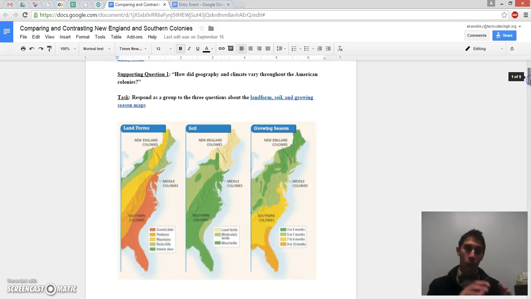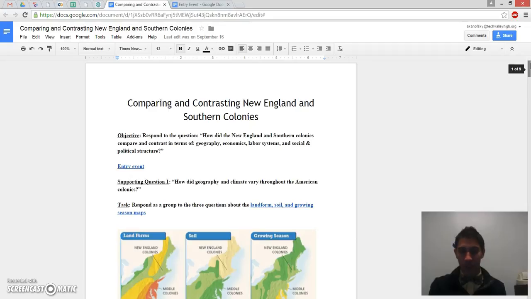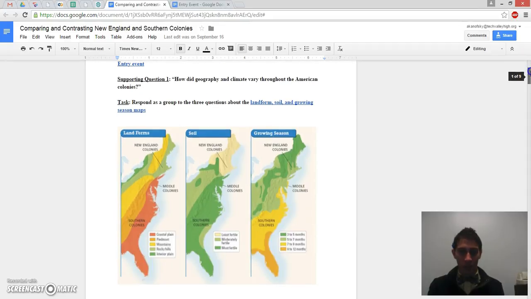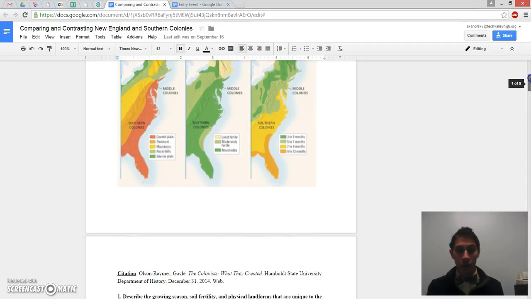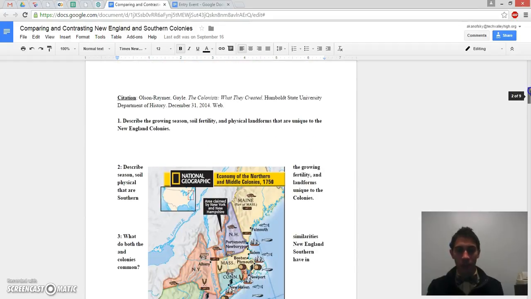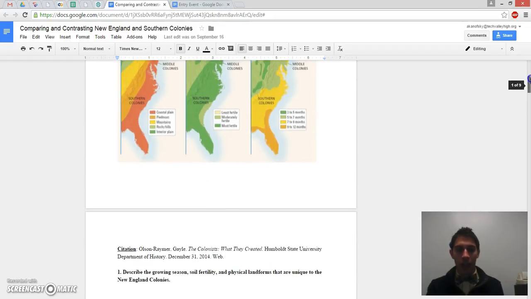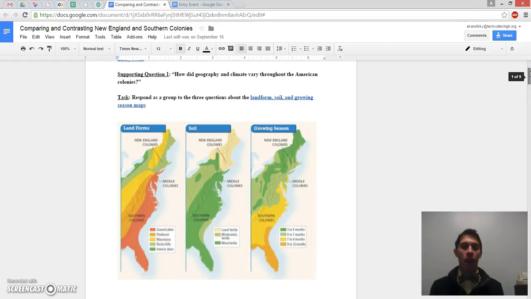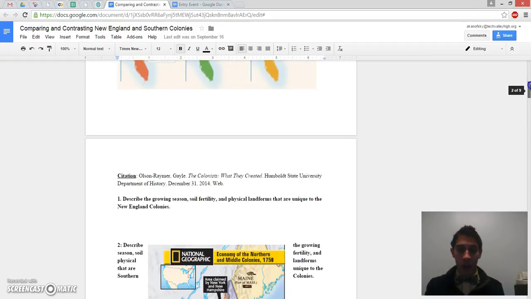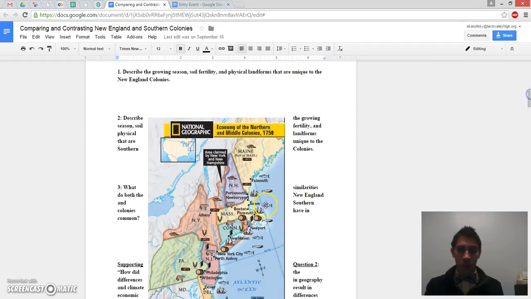Each task has a supporting question with it, and as you can imagine, each supporting question targets one of the things right up here. It's going to either target geography, economics, labor systems, or social and political structure. So for the first supporting question, it talks about geography and climate, and you're basically going to be taking a look at a couple maps and answering some questions on how did the northern and southern colonies differ in terms of geography, in terms of climate, and in terms of soil and growing season. You're going to answer some questions below.